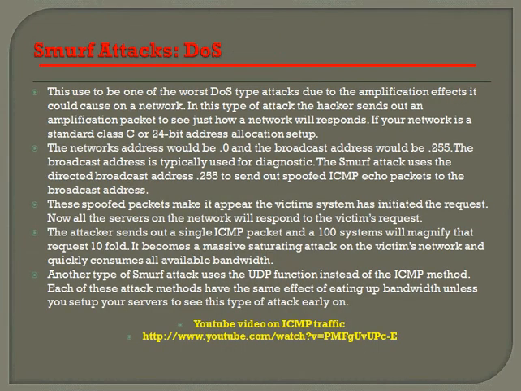Smurf attacks. This was one of the worst DOS type attacks due to the amplification effect it could have on the network. In this type of attack, the hacker sends out an amplification package to see just how a network will respond. If your network is a standard Class C or 24-bit address allocation setup, the network address would be 0.0 and the broadcast address would be 0.255. The broadcast address is typically used for diagnostics.